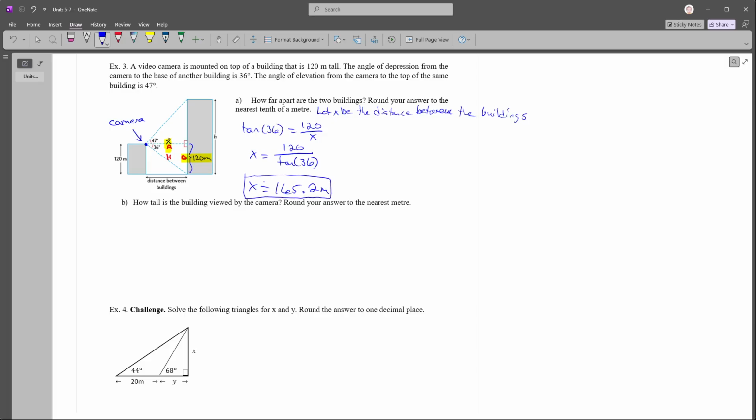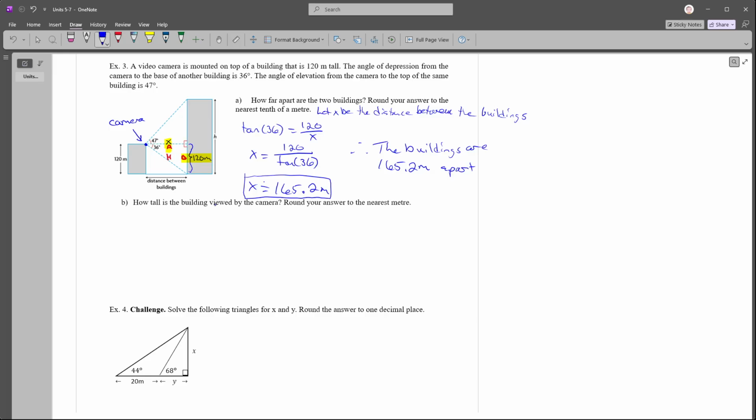And that's the whole thing. That tells us the length in between the two buildings. So I can give a nice concluding statement. Therefore, the buildings are 165.2 meters apart.